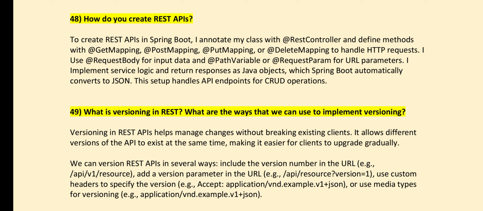That includes the version number in the URL, for example /api/v1/resource. Add a version parameter in the URL like /api/resource?version=1. Use custom headers to specify the version, that is Accept equals application/vnd.example.v1+json, or use media type versioning, that is application/vnd.example.v1+json. So here we have 3 types of versioning. That is the version number in the URL, the version parameter, the custom headers, and the media type.